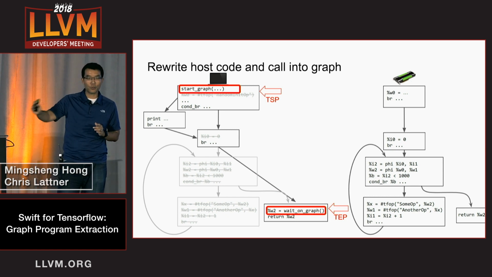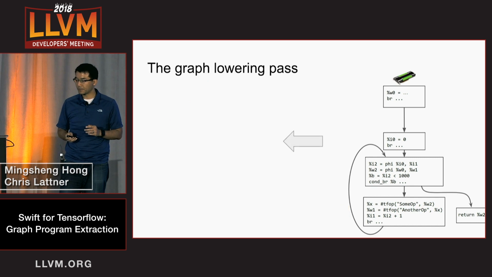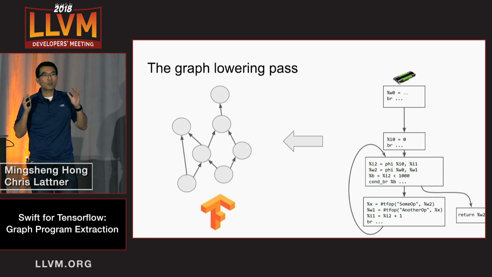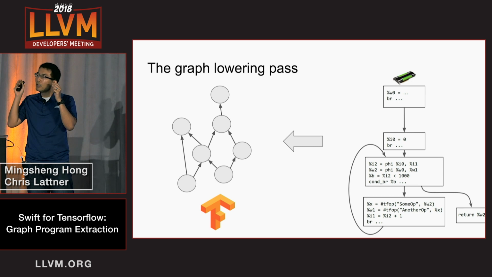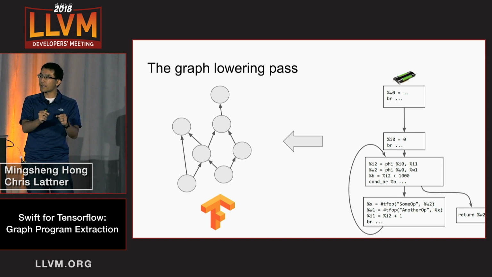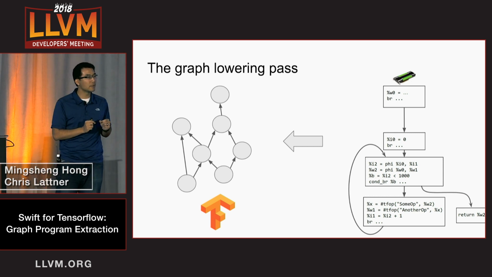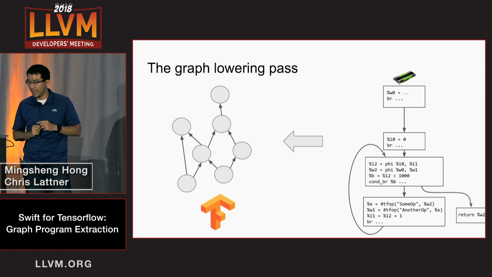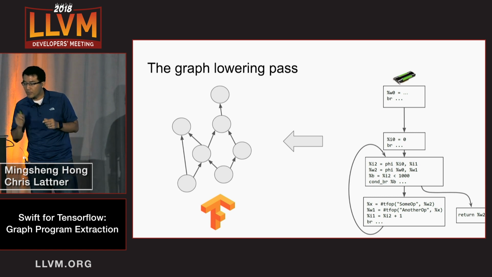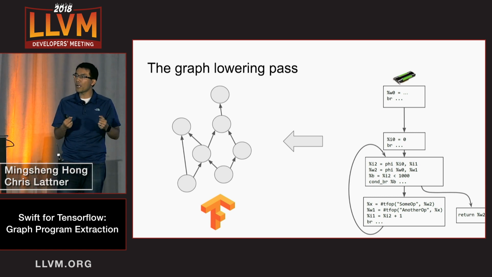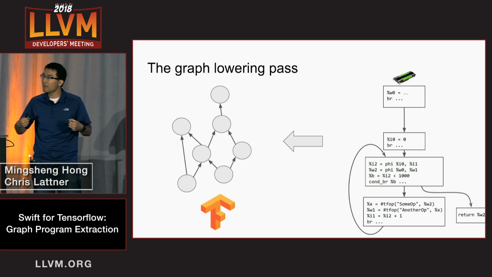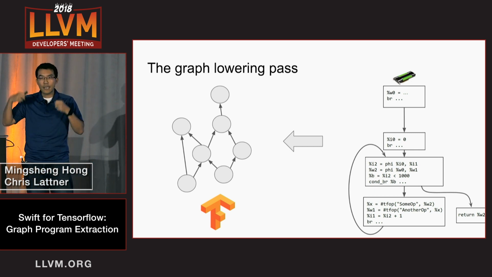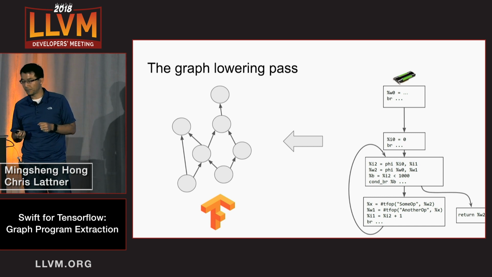Again, the graph execution is asynchronous. Having constructed the graph function, we can then lower it to a graph format that TensorFlow can support. This process is mostly mechanical. It's got some interesting details, but unfortunately, we won't have time to cover today. Once we got this TensorFlow graph, we can store it as a serialized string embedded into the binary. So at runtime, we can deserialize it and send that graph to TensorFlow.